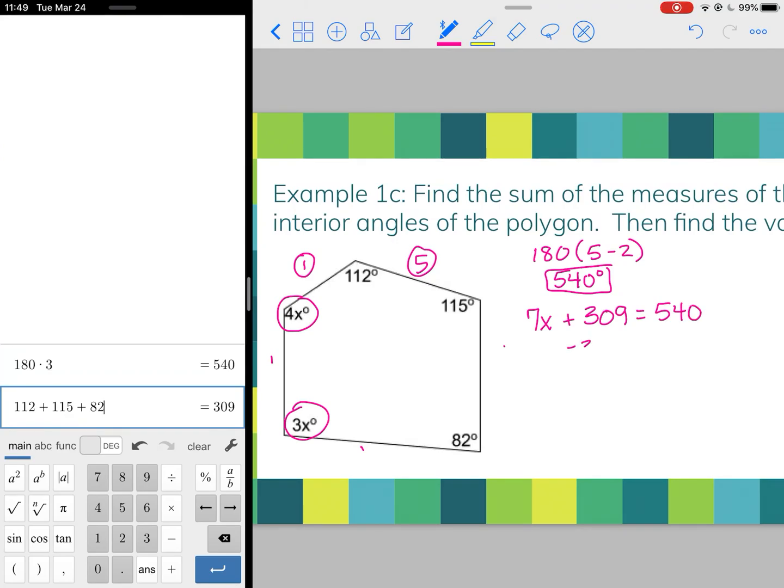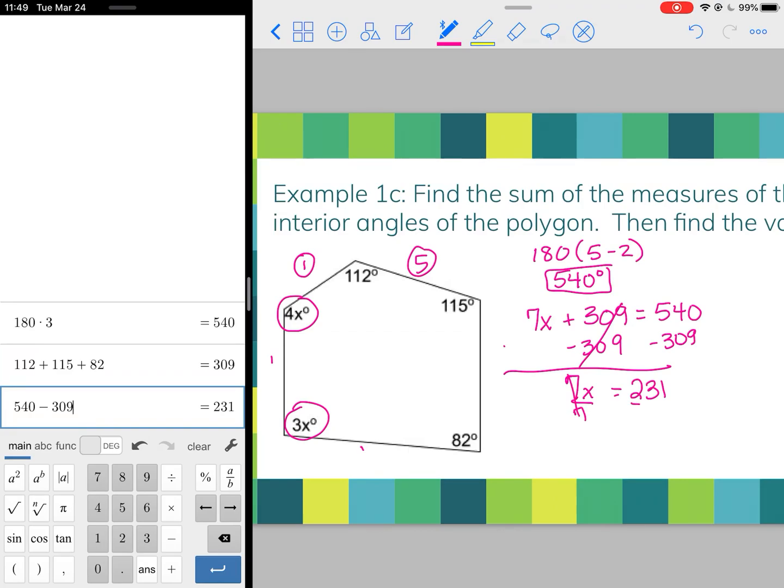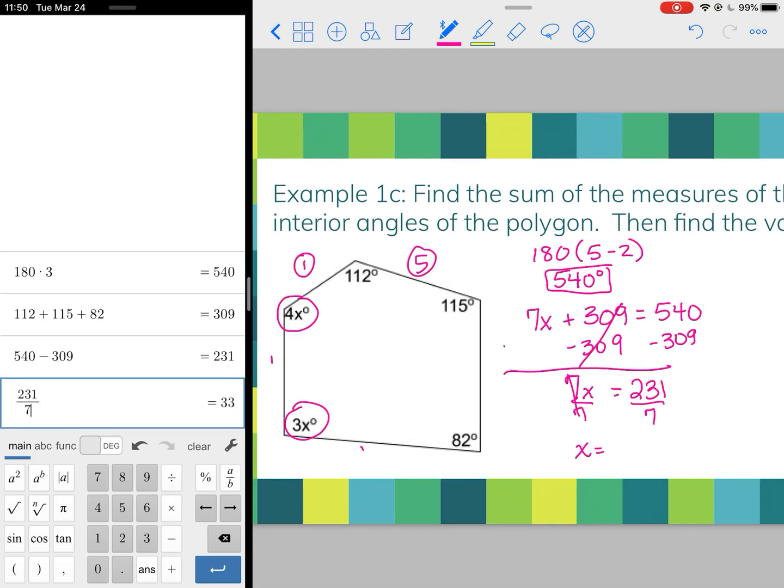Now I'm going to subtract 309 from both sides. And I'm left with 7x equals, and then I do 540 minus 309, which is 231. I'm going to divide both sides by 7. And 231 divided by 7 is 33. So the value of x here is 33.